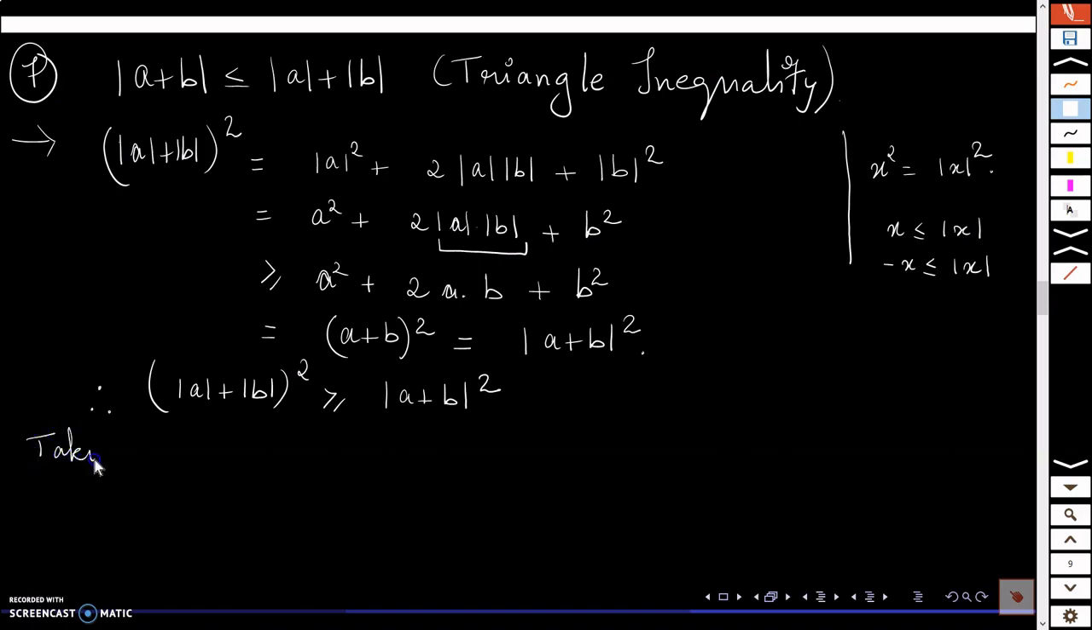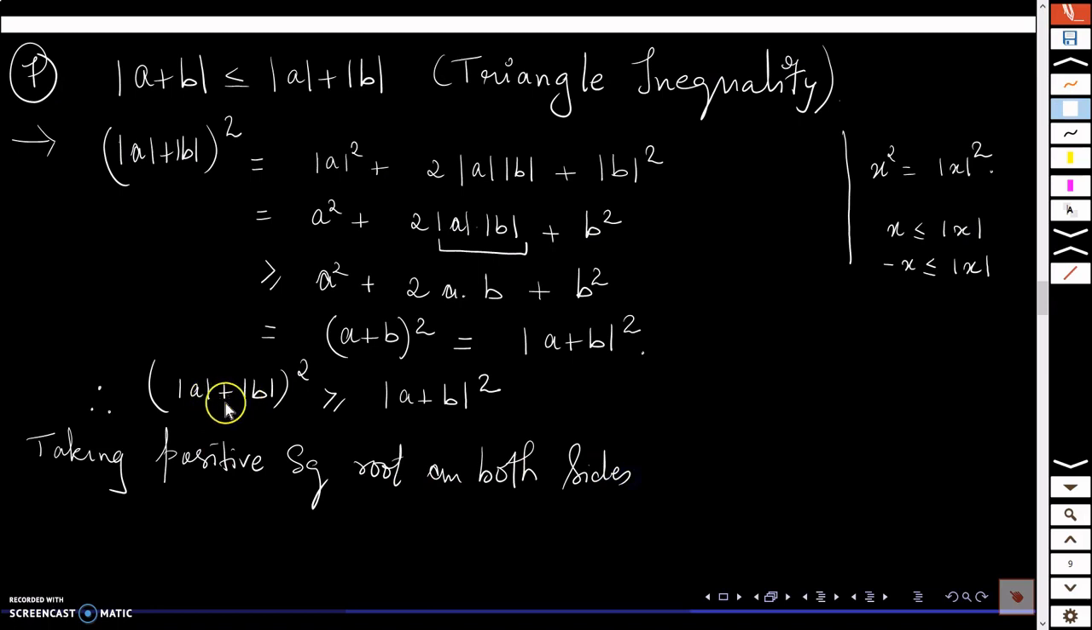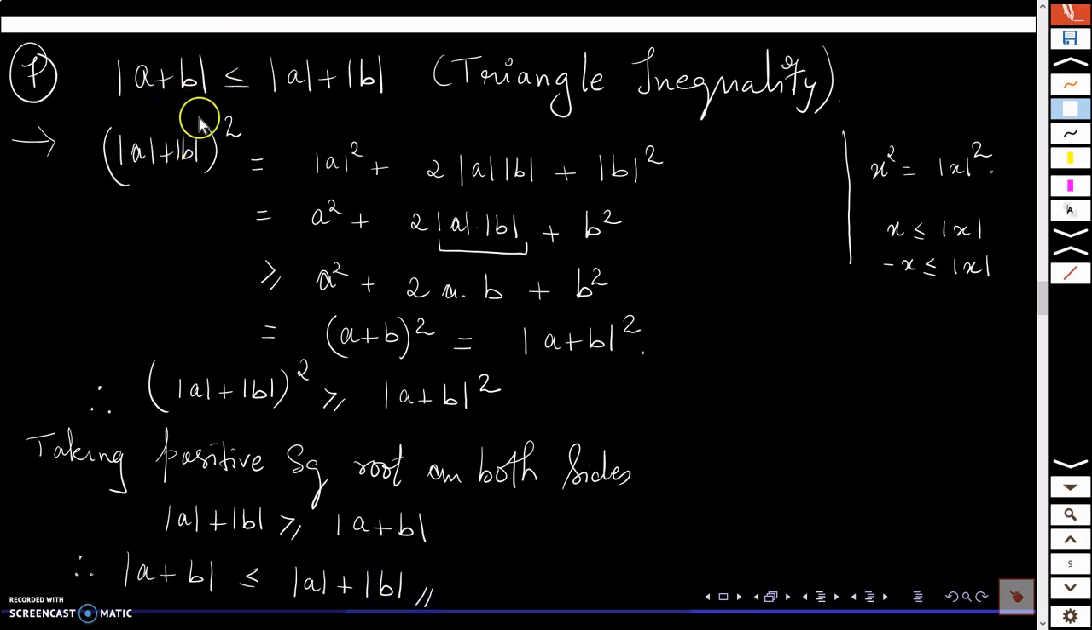taking positive square roots on both the sides, what we have is this quantity is going to be bigger than or equal to the absolute value of a plus b. And if I write it in the reverse way, I have modulus of a plus b is less than or equal to modulus of a plus modulus of b. And that proves the triangle inequality. Fine. So this is one of the ways of proving it.